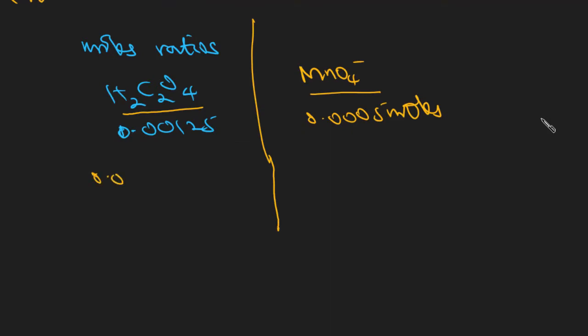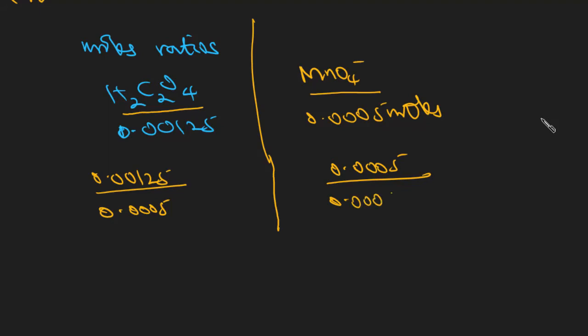So we have 0.00125. We divide by the smaller value between these two values, which is 0.0005 moles. So we divide by 0.0005, and the other side is 0.0005. We divide by 0.0005, and on this side we have a ratio of 2.5, and this side we have a ratio of 1.